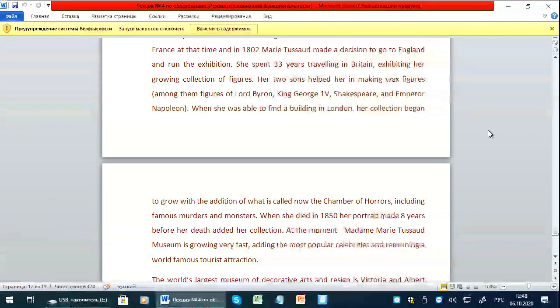When Madame Tussaud died in 1850, her portrait, made 8 years before her death, was added to her collection. At the moment, the Madame Tussaud Museum is growing very fast, adding the most popular celebrities and remaining a world-famous tourist attraction.